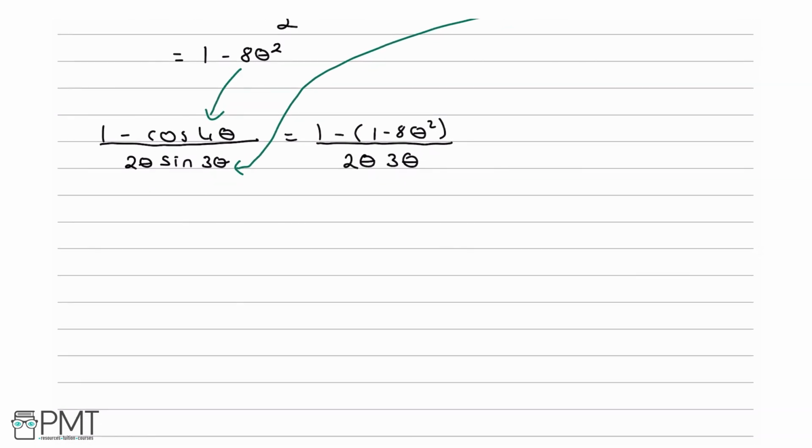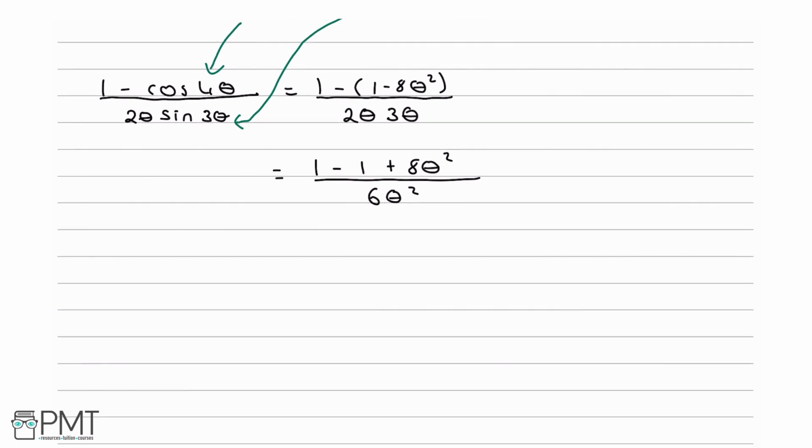Now let's just carry out some simple algebra. This equals 1 minus 1 plus 8 theta squared over 6 theta squared. 1 minus 1 disappears, so we are left with 8 theta squared over 6 theta squared, which equals 8 over 6, which simplifies to 4 over 3.